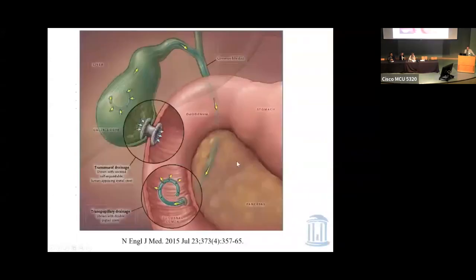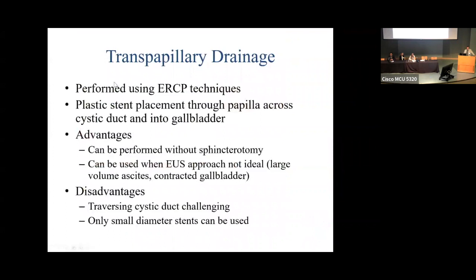Sorry. So transpapillary drainage, we already talked about the techniques. The advantage is that it can be performed without a sphincterotomy. It can be used when the EUS approach is not ideal, that is, in patients with large volume ascites or those who have contracted gallbladders where there's not a very good target to approach with EUS.